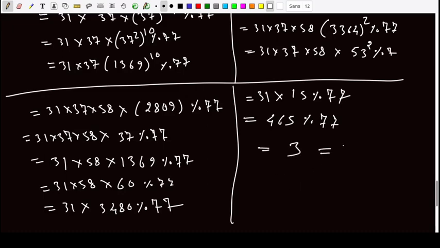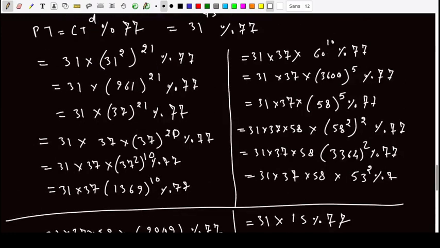So this is what our plaintext was, right? We started with the plaintext as 3.